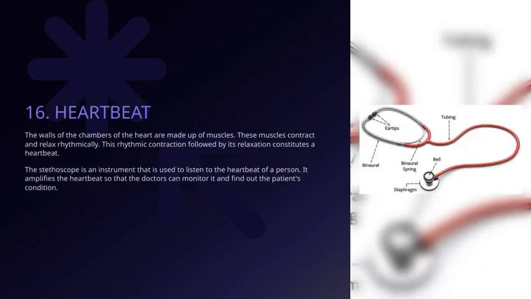Now, let's talk a bit about the heartbeat. The walls of the heart's chambers are made up of muscles, which is pretty fascinating. These muscles contract and relax in a rhythmic pattern, creating what we know as a heartbeat. This rhythmic contraction and relaxation are essential because they keep blood moving through our body, delivering oxygen and nutrients where they're needed most. When the muscles contract, it's like the heart is squeezing, pushing blood out. When they relax, the heart fills up again, preparing for the next beat. This cycle repeats constantly, keeping us alive and active.